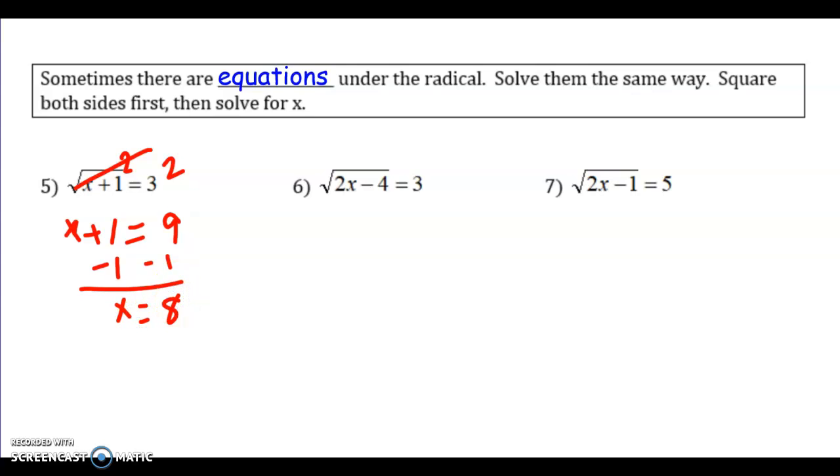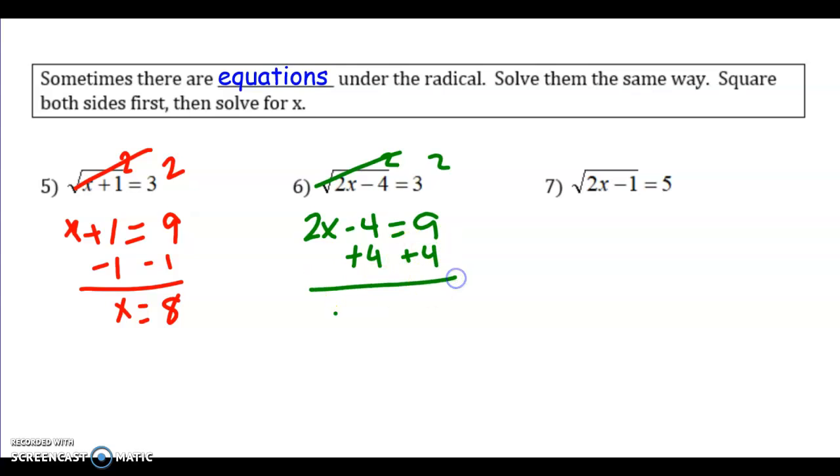Now remember, at any time, if I'm going too fast for you, you can always just pause the video and come back to it. Okay, so I'm going to square both sides here. I'm going to end up with 2x minus 4 is equal to 9. Now I'm going to just solve for x. I'm going to add my 4 over. I'm going to get 2x equals 13, divided by 2, and x is going to equal 6.5.